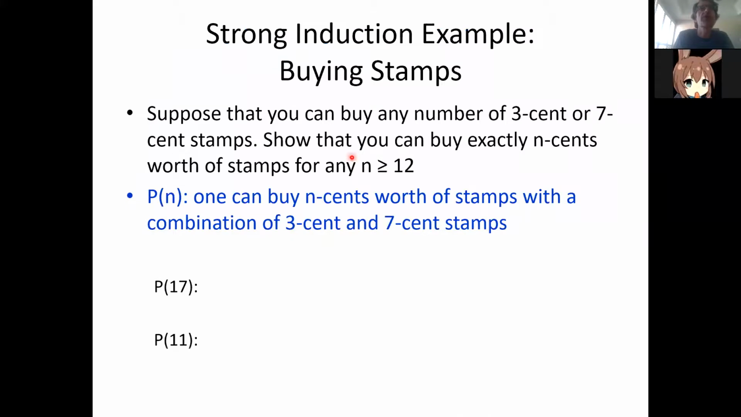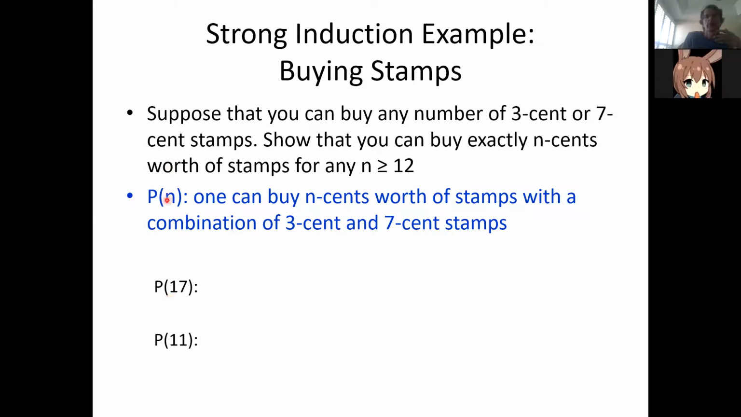Okay, let's show something else using strong induction. I have the following problem. I want to show that using 3-cent stamps and 7-cent stamps, suppose that the post office created only 3-cent stamps and 7-cent stamps, you can combine these to express any integer, as long as the integer is 12 or more.